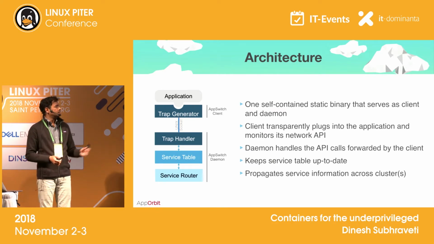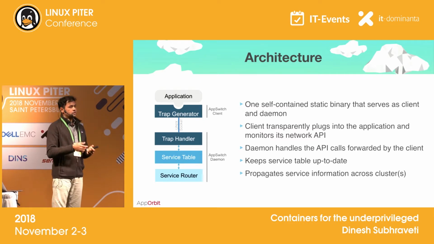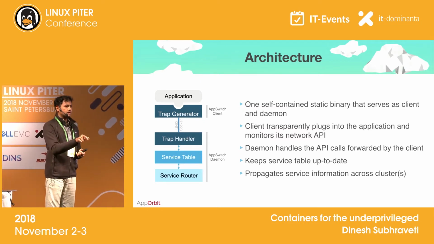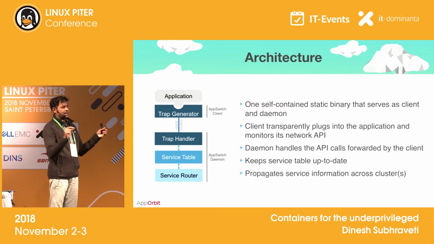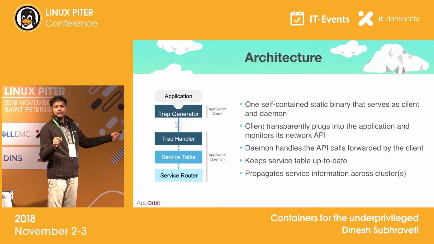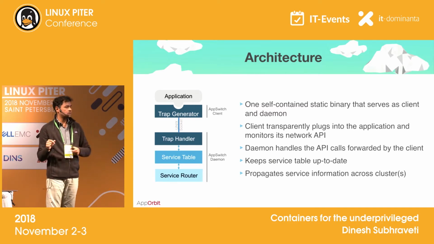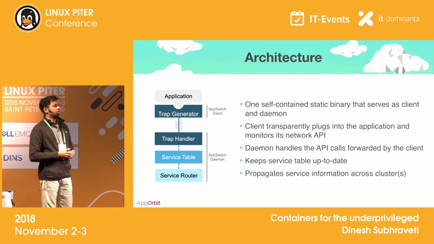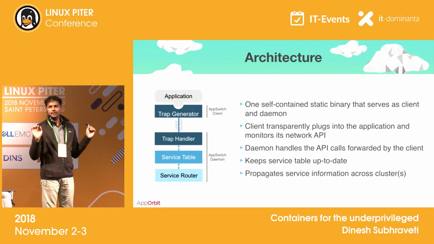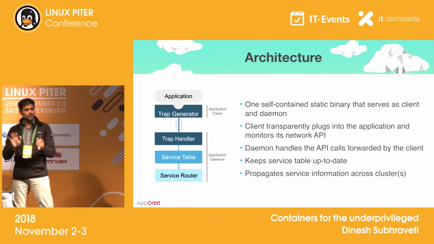And then the trap handler is going to populate the actual IP address where the application is bound, and the virtual IP address that it is mapped to. So you have that entry in the service table, and it gets propagated across the cluster, and any client will be able to then connect. So that's kind of the high level, right? Now, I can go into the details, but any questions so far?